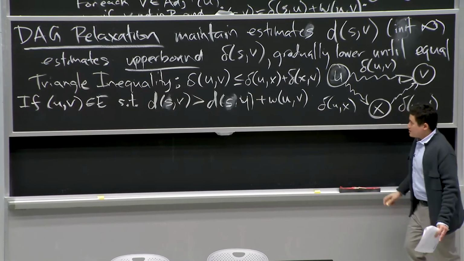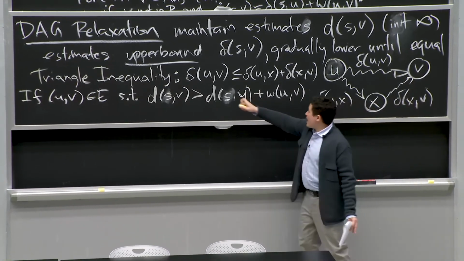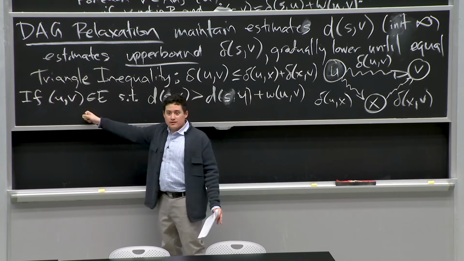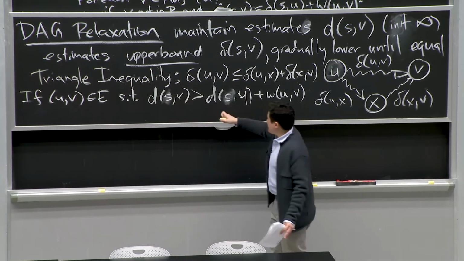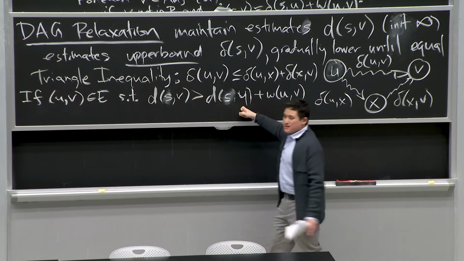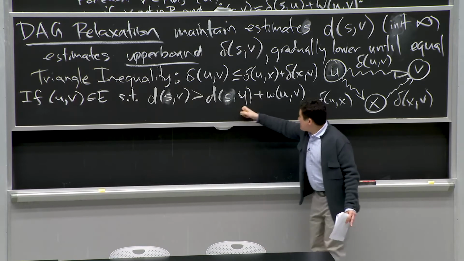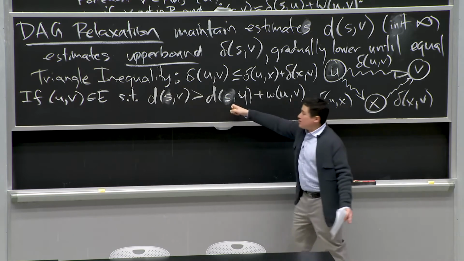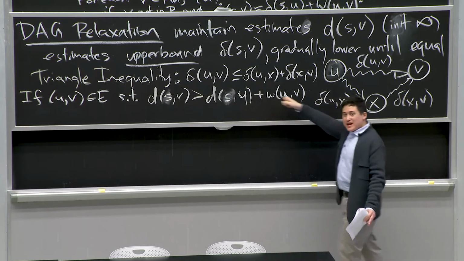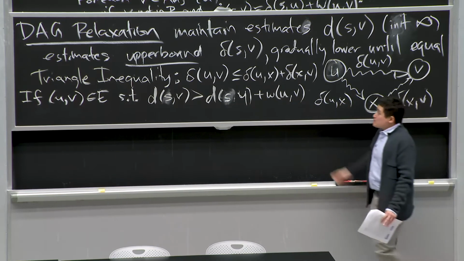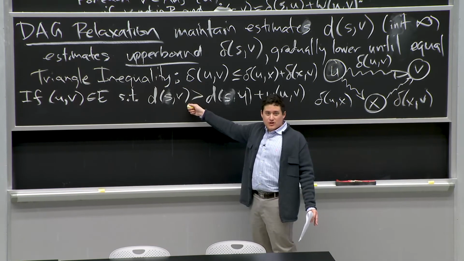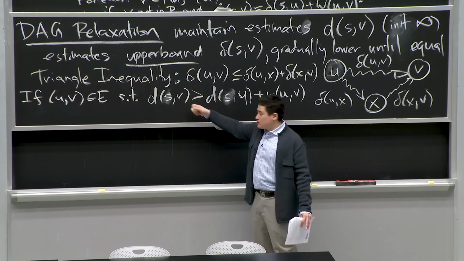Okay? All right. So what is this doing? I have some edge uv in my graph. Basically, what I've said is that I have some distance estimate to u, but making a path to v by going through u, and then the edge from u to v is better than my current shortest path estimate to v.